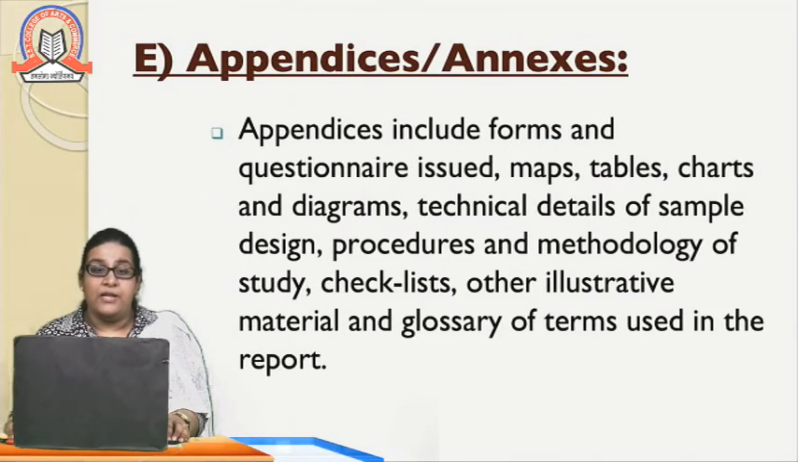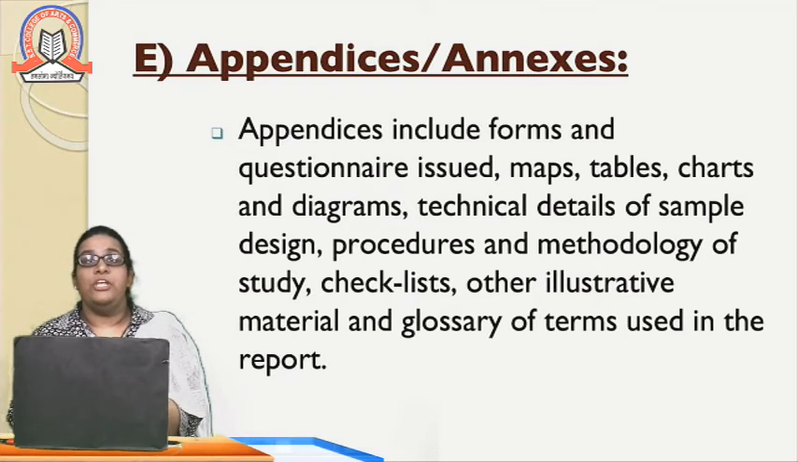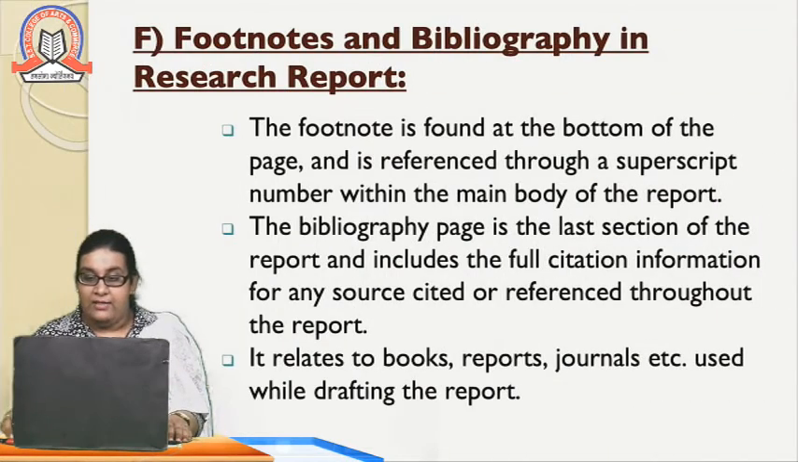Then next is appendices or annexes. So appendices include forms and questionnaire issued, maps, tables, charts and diagrams, technical detail of sample, design, procedures and methodology of study, checklist and other illustrative material and glossary of terms used in the report. So whatever we use, like we use some questionnaire to collect the data, or we use some charts or tables, the resources we use while collecting the data, that needs to be included in the appendix or annexes part.